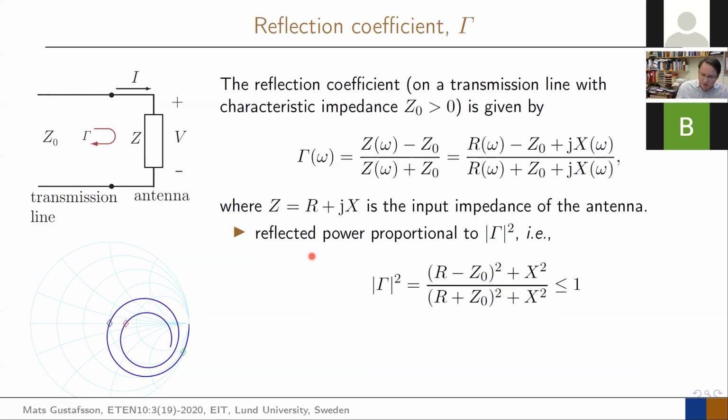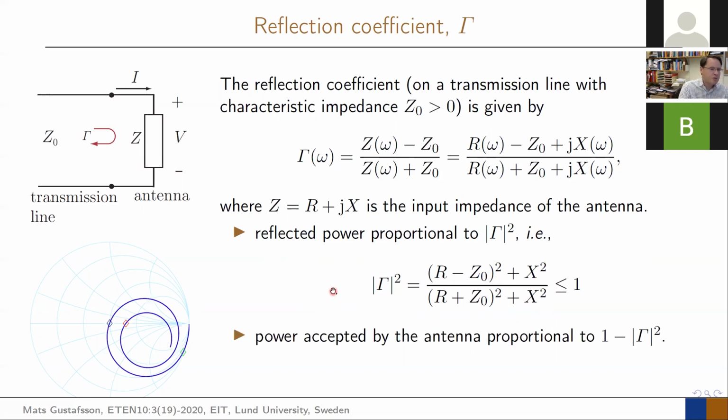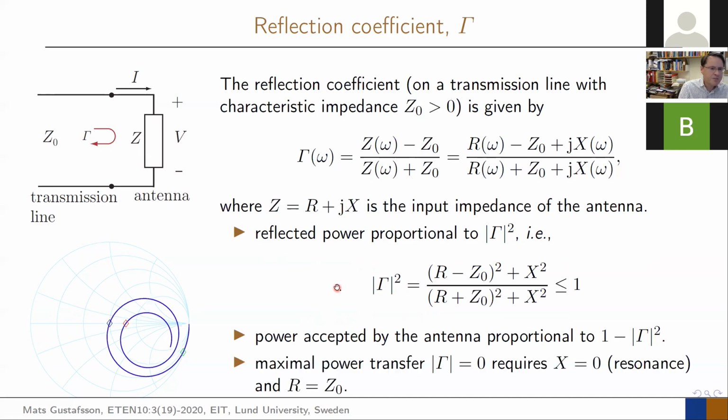And now what I would like to do is, of course, to make this one as small as possible. So the accepted power is 1 minus these. And if I would like to have my reflection coefficient equal to 0, what does that mean? It means this one has to be 0. So the antenna is matched. And the next thing is that X is equal to 0. So these are my requirements.